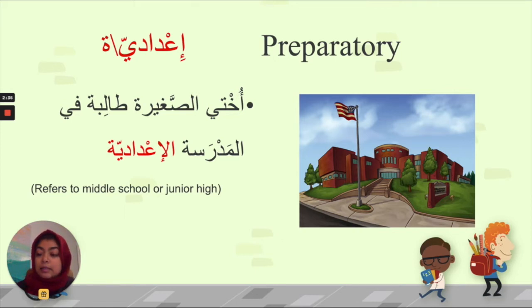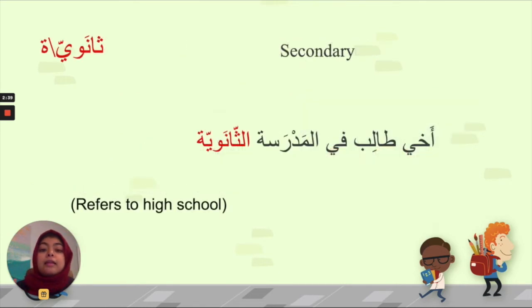Okay. عندنا الابتدائية والإعدادية, وبعد ذلك الثانوية. الثانوية. أخي طالب في المدرسة الثانوية. So ثانوية coming from اثنين. الثاني, the second. So it's secondary, so high school. So we have الابتدائية, الإعدادية, والثانوية. Okay, الثانوية being high school.